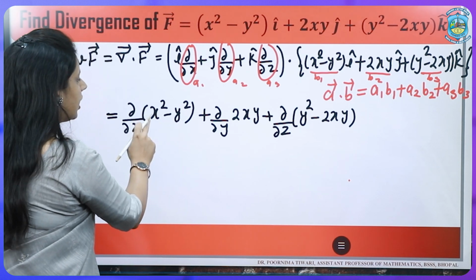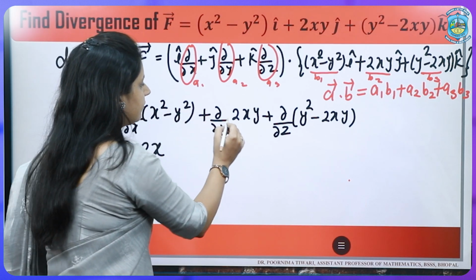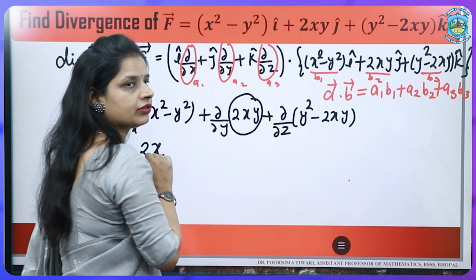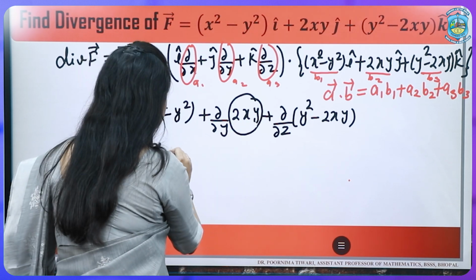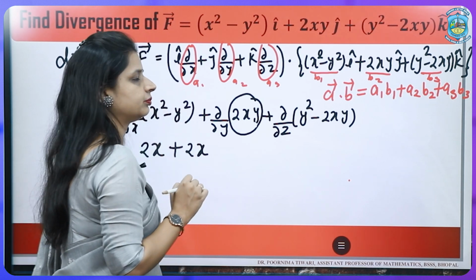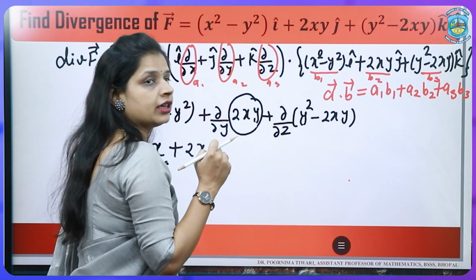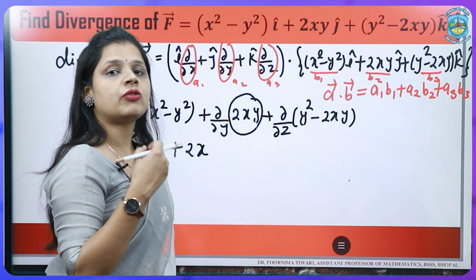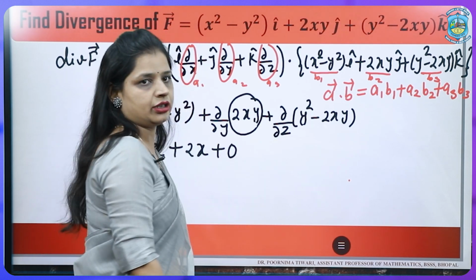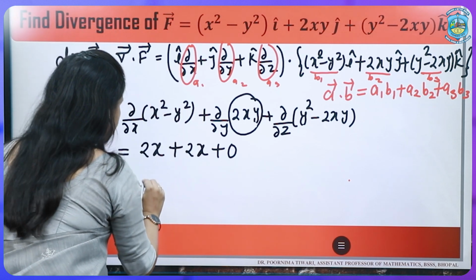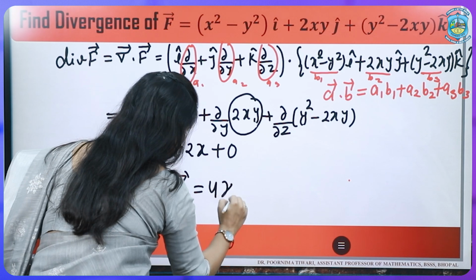Now, when we differentiate x square minus y square partially with respect to x, y square will be treated like a constant and we will differentiate only x square, so we will get 2x. Now, when we differentiate the term 2xy partially with respect to y, that will be 1 and this 2x will stay as it is. Now, this whole term y square minus 2xy is independent of z. So, whenever we differentiate it partially with respect to z, we will get 0. So, in this case, divergence of this given vector f is 4x.